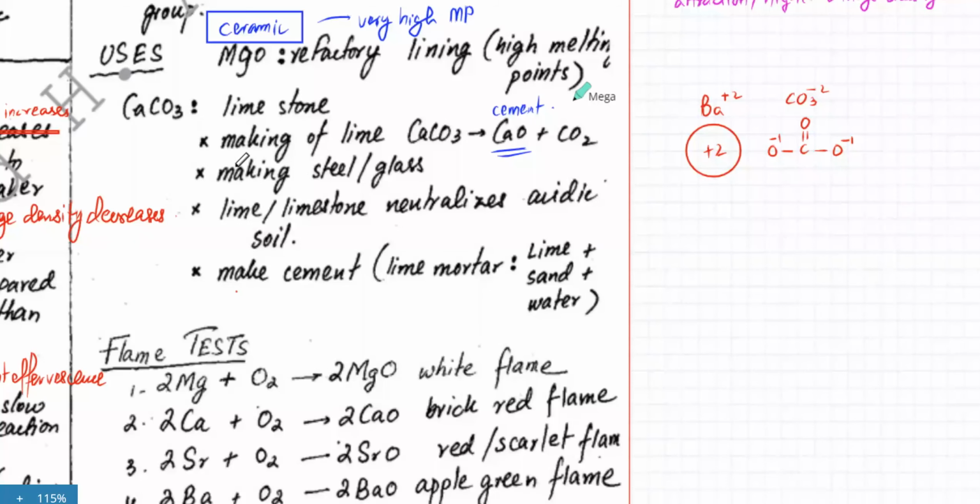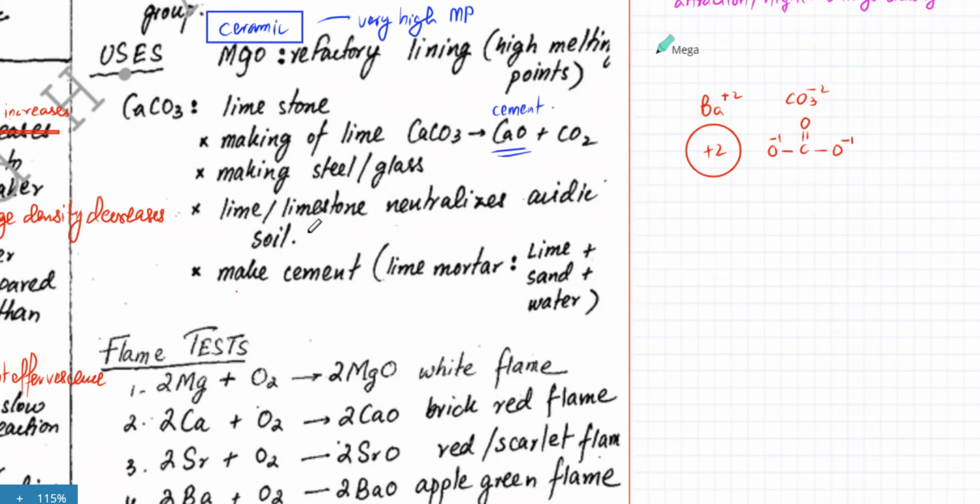Calcium carbonate was also used in making steel. If you remember steel, iron extraction, the blast furnace reaction, limestone was used to remove impurities. Limestone neutralizes acidic soil. You add lime as well. Limestone is basically chalk. You neutralize acidic soils with it.